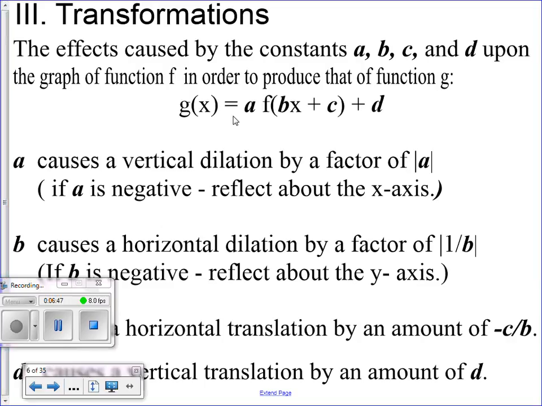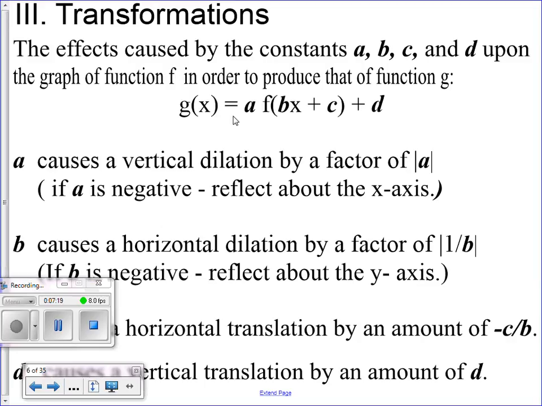B is another multiplier, so it causes a dilation, but it's the absolute value of 1 over B. So if you see a 2x inside instead of an x, it's going to take all the x's and halve them. It's going to be a shrink by a factor of a half. If it's a 2 on the outside, you double the y, so it's a stretch. But when it's inside, it's the absolute value of 1 over B, so it would be a horizontal shrink by a half.